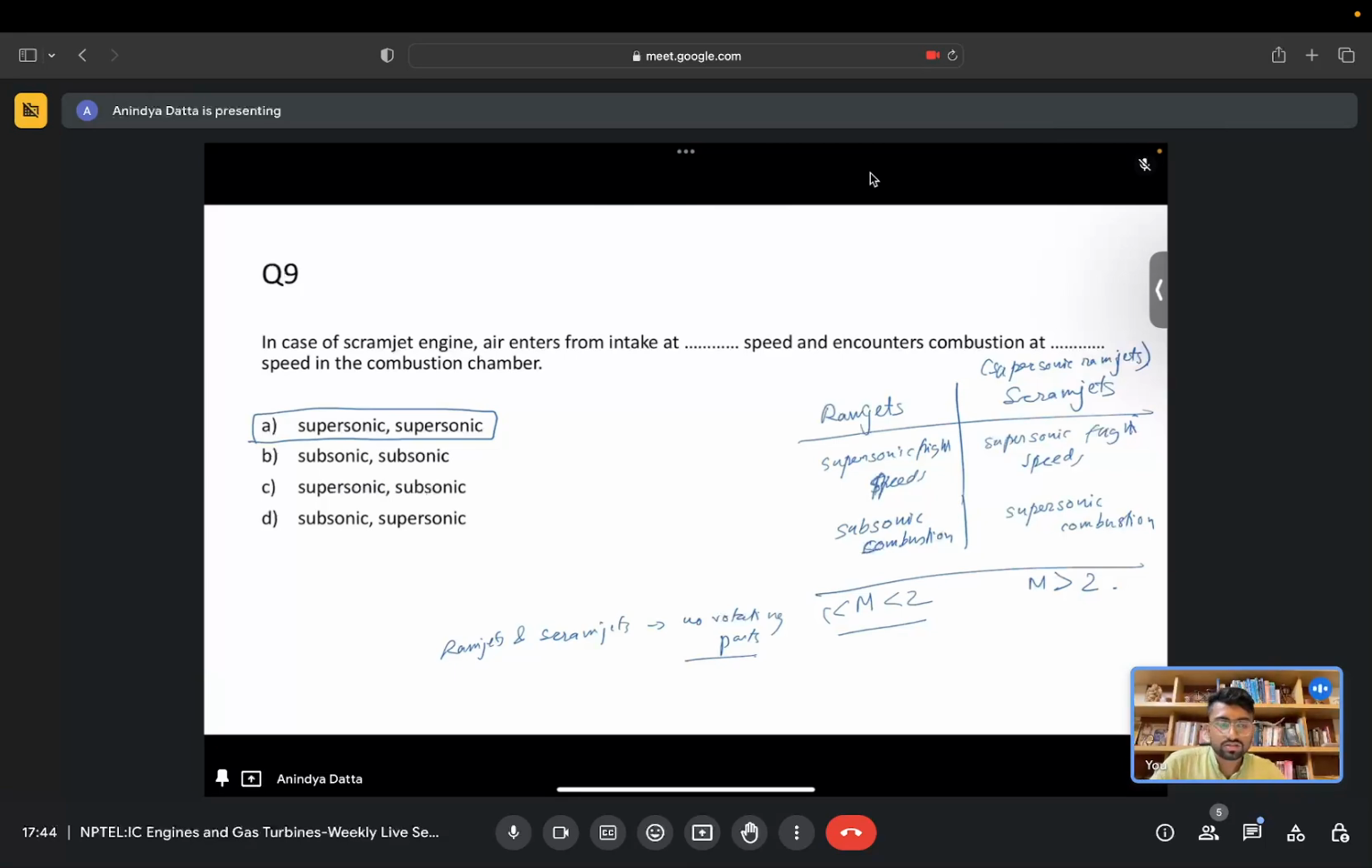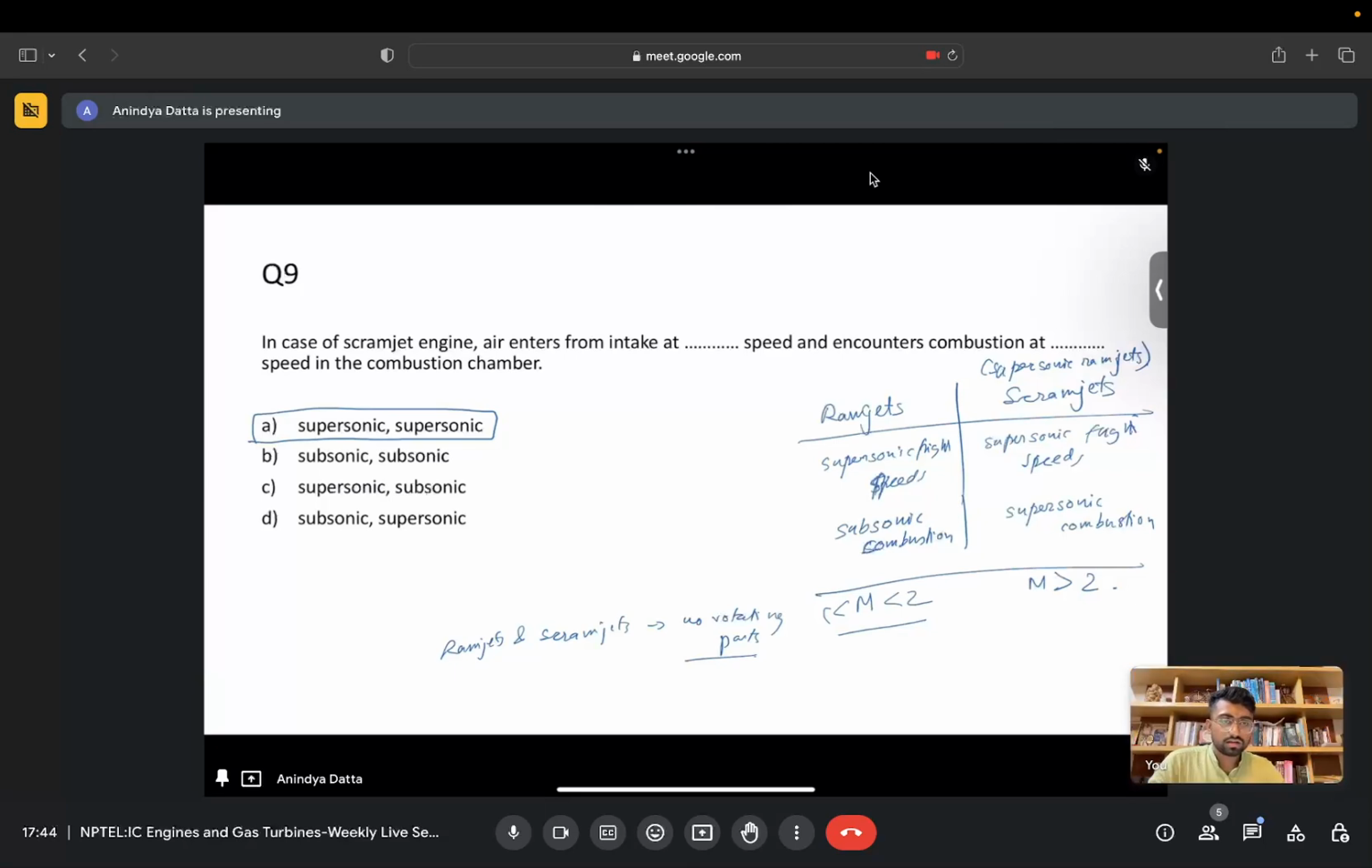Supersonic combustion is very difficult to handle, and many complexities are associated with it, but that comes with the benefit of getting hypersonic flight speeds. Okay, does that answer your question? Yes, sir.